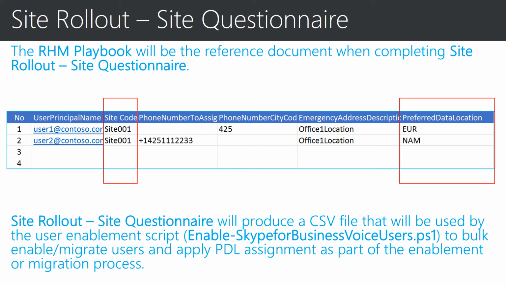Why is this important? The site rollout site questionnaire will produce the CSV file that helps bulk enablement of users in the subsequent stage using the updated user enablement script that we provide as part of SOF. By having the PDL populated, the CSV will have the PDL information, and users will be enabled or migrated to the preferred data location upon executing the deployment script.